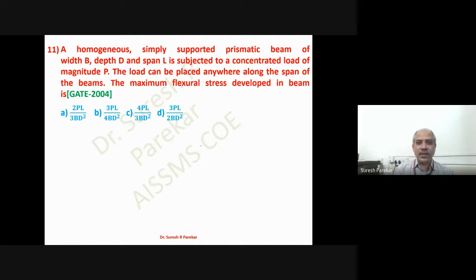Then a homogeneous simply supported prismatic beam of width B is subjected to a concentrated load, and we are interested in the maximum flexural stress developed in the beam. So we have simply M by I into Y, and we are given beam width B and depth D. So we have M as PL by 4 because the load is at center and it is simply supported. So bending moment PL by 4, I is BD cubed by 12, and depth is D, so Y becomes D by 2. So it comes to 3 PL upon 2 BD square. Option is D.